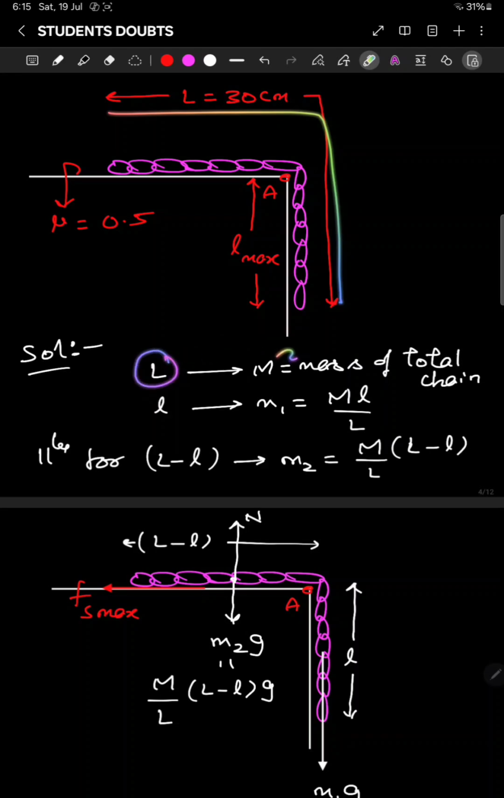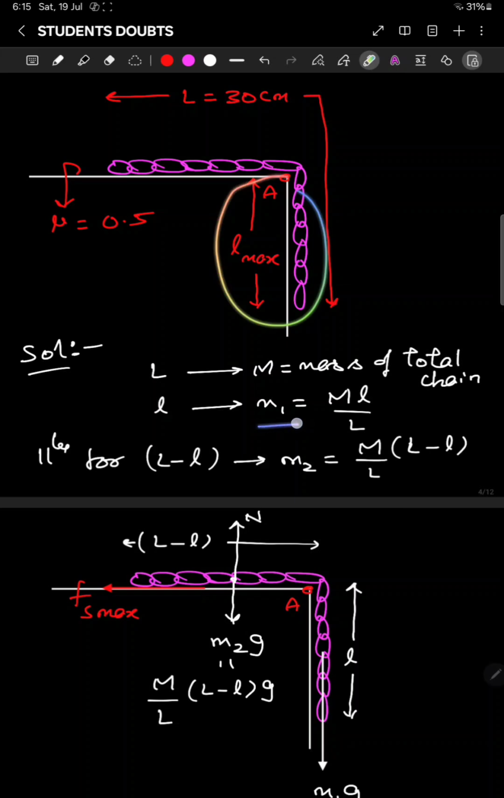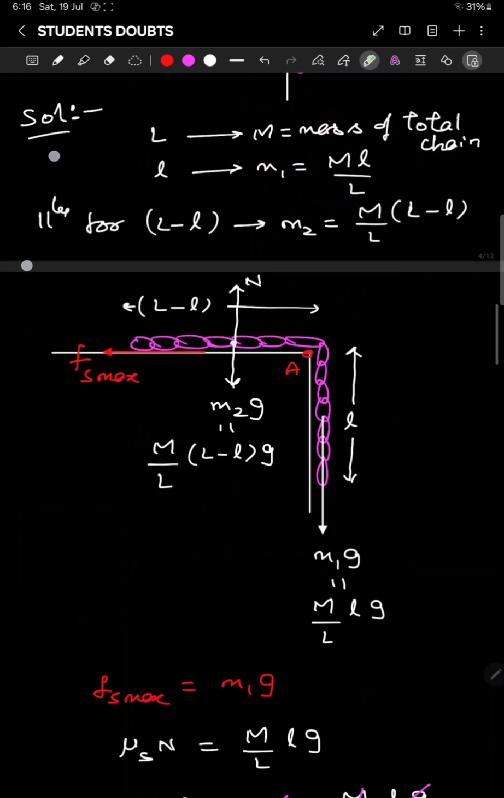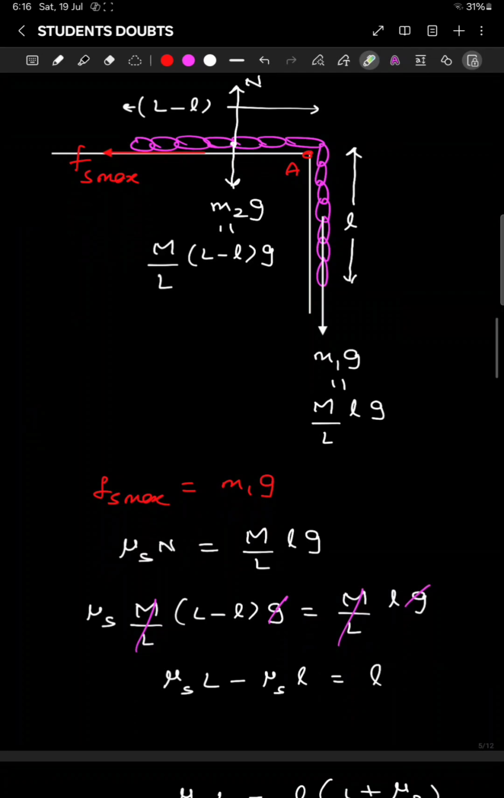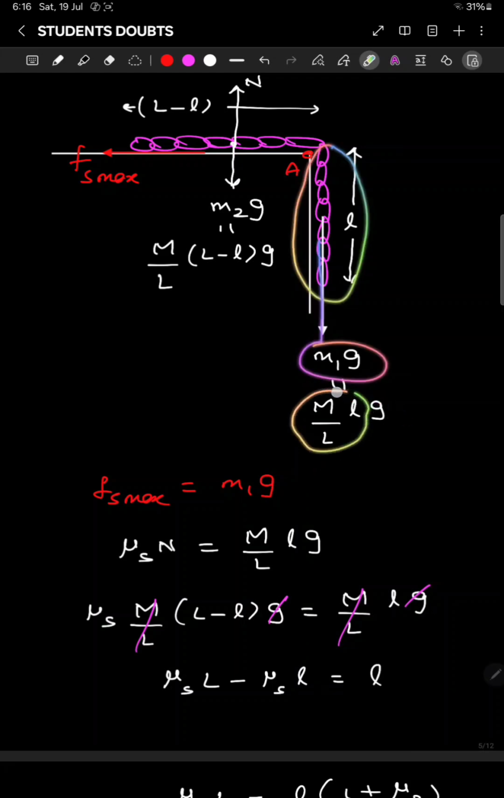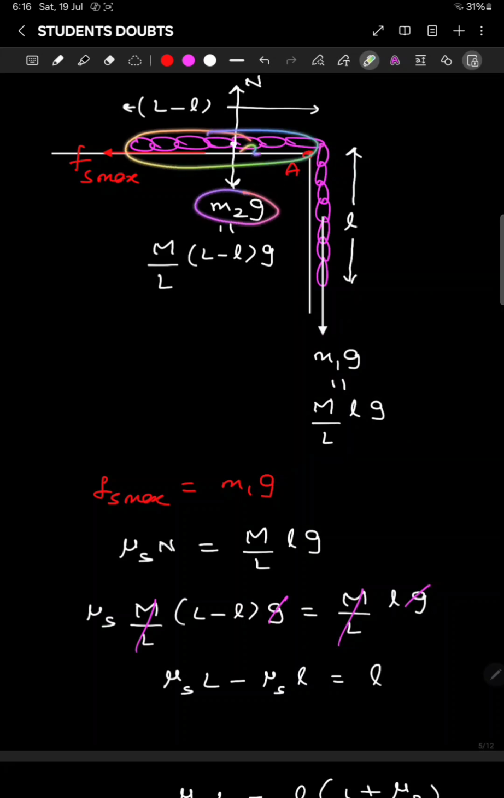For length L, let us take the total mass of the chain as M. Then the hanging length small l contains what mass? M by capital L into small l. Similarly, for the part of length L minus l, it will be M by L into L minus l. The weight of the hanging part always acts downwards, M1 g. Similarly, the weight of the other part will be M2 g, and there is a normal reaction. M1 and M2 values we know.